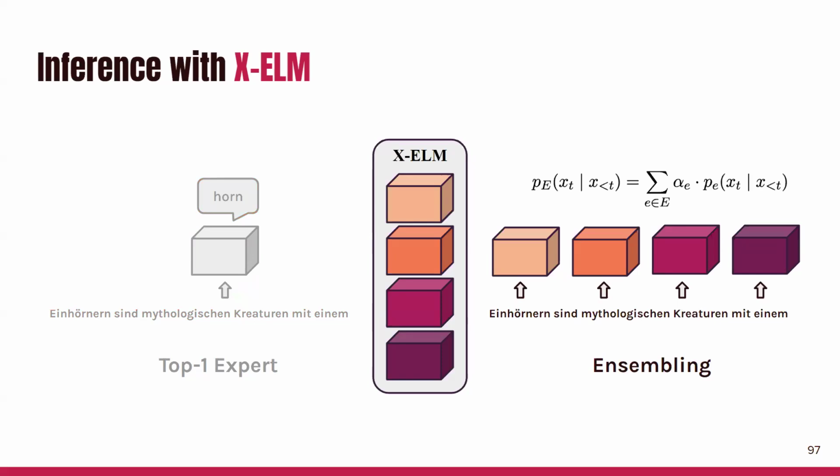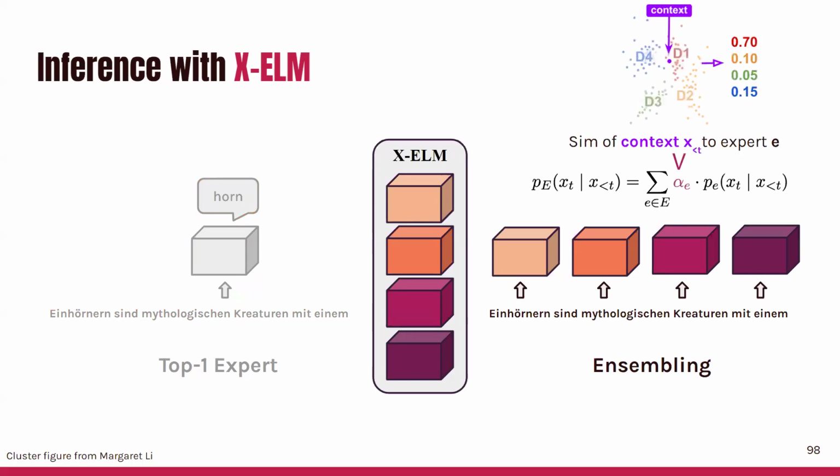So for ensembling, you can run the example through each of the experts and then get a shared probability distribution from the experts by performing a weighted average over each expert's probability distribution. And we get this weighted average using this alpha that measures the similarity of the evaluation example context to each of the experts' underlying data distribution. So the data distribution that was used to train that expert.